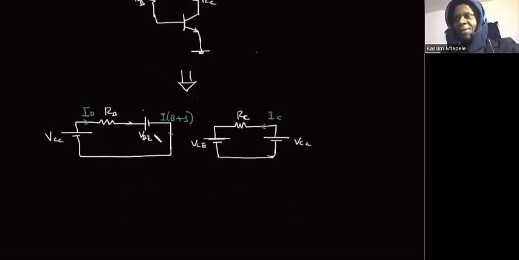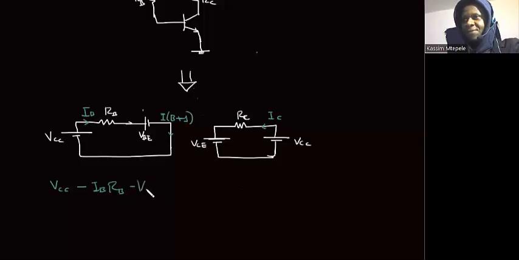So from here, we said that it's very easy to apply a KVL, which would be VCC minus IBRB minus VBE equals 0. So from here we get IB equals VCC minus VBE over RB.